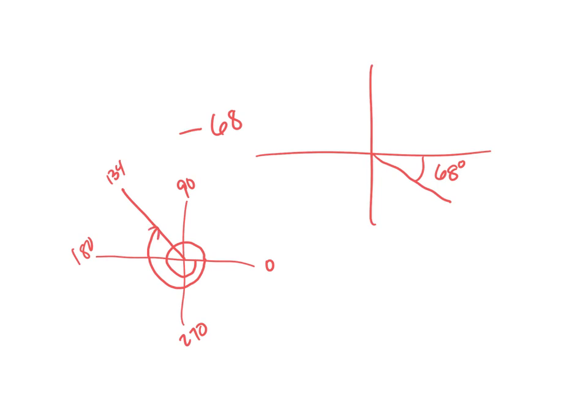So now, if that's 134 and the angle was negative 586, what is the reference angle of negative 586? It's the distance between here and here, and that would be 180 minus 134, 46 degrees.